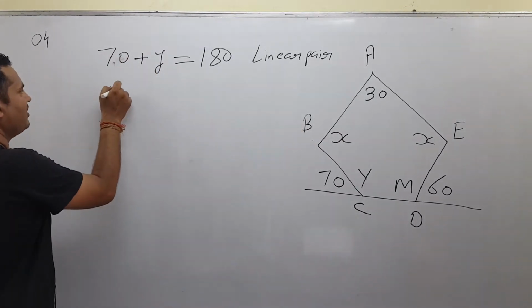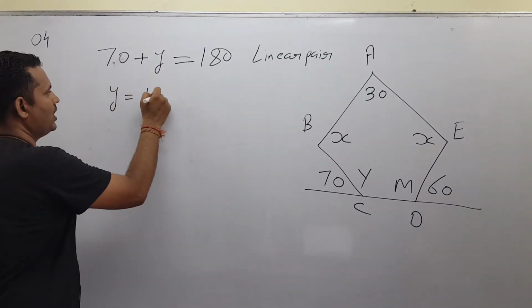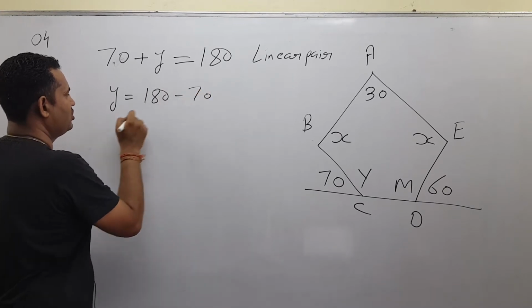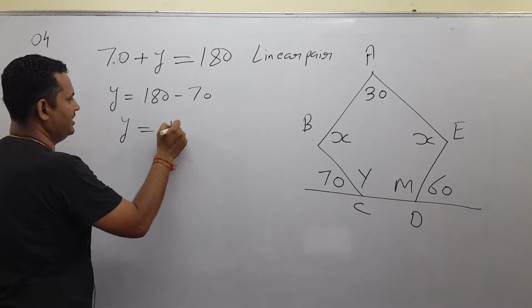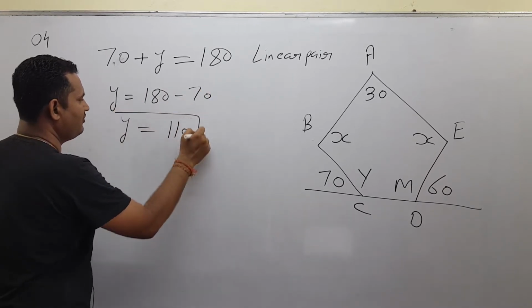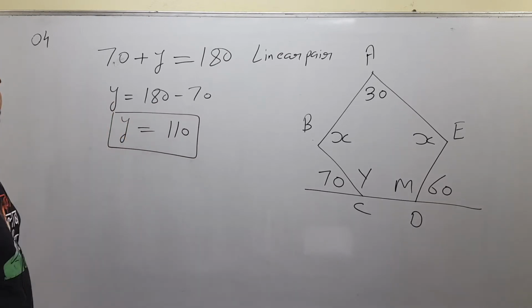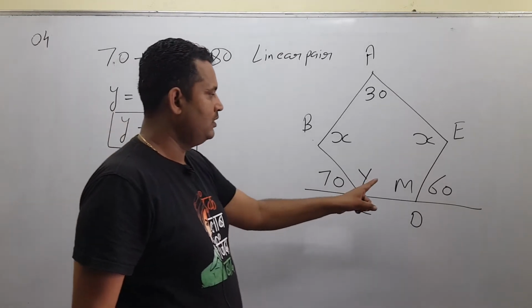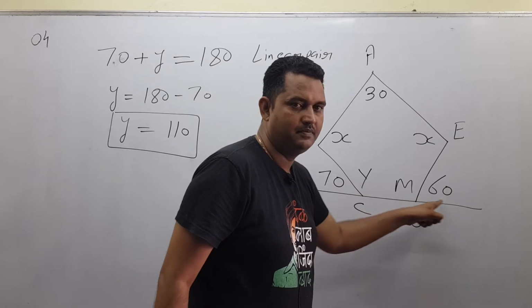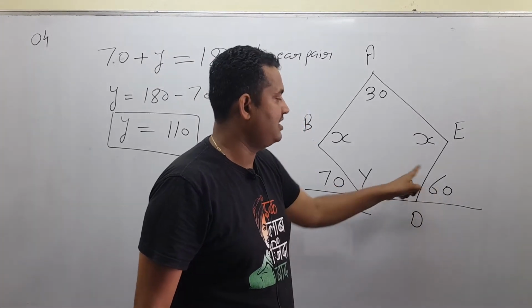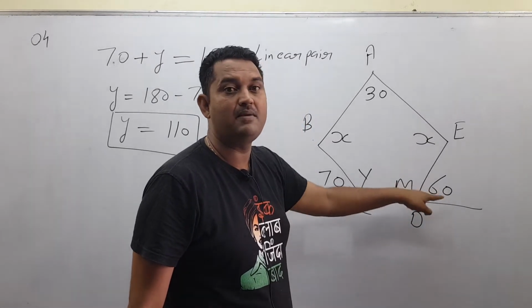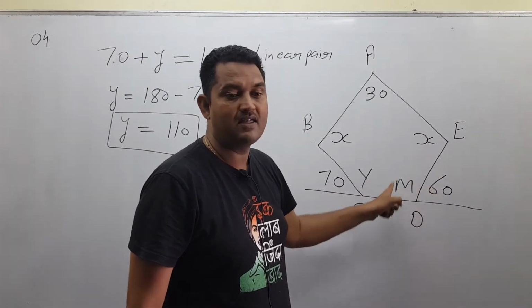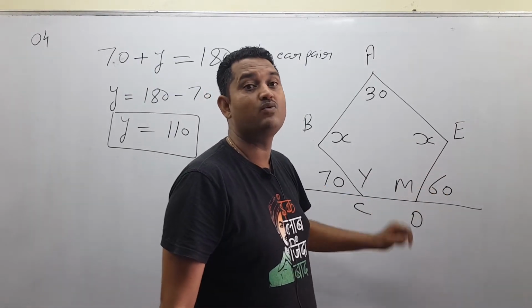So what is the answer of y? Y is equal to 180 minus 70. So y is equal to 110. Got it? The answer of y? Chalo now similarly, this is a straight line. M plus 60. What is m and 60? What m and 60 makes? M plus 60 makes 180.